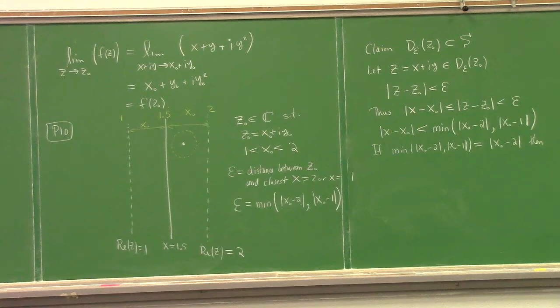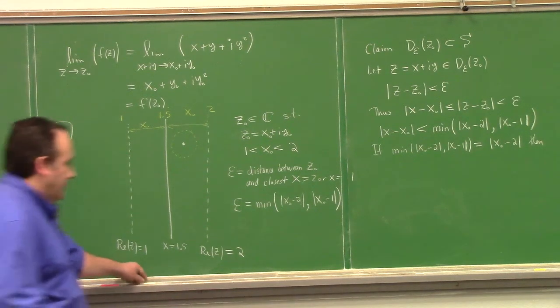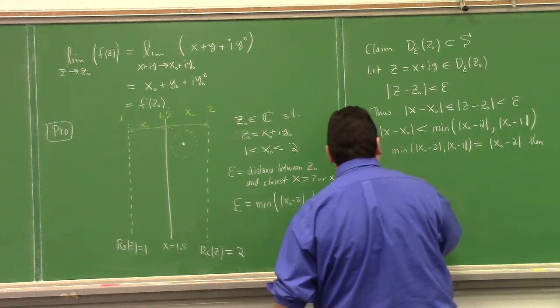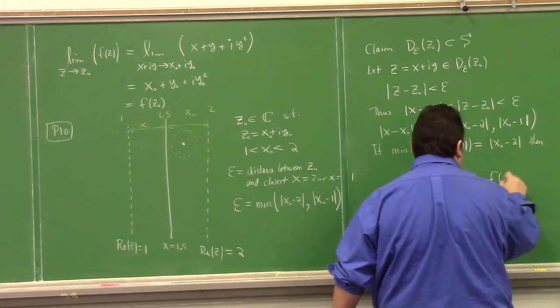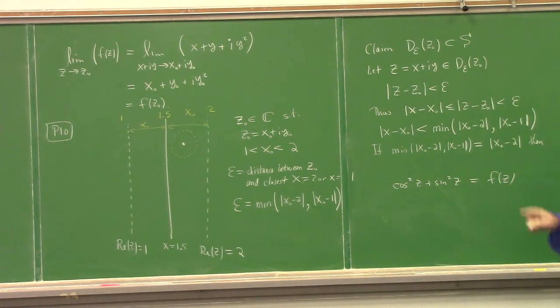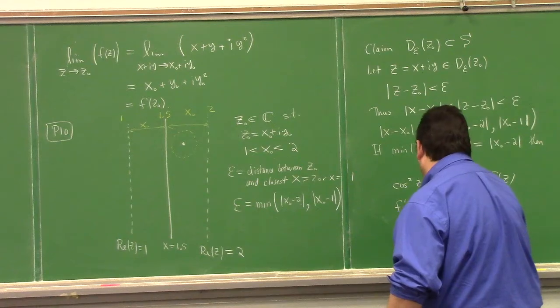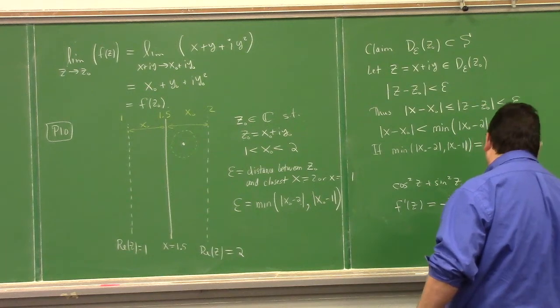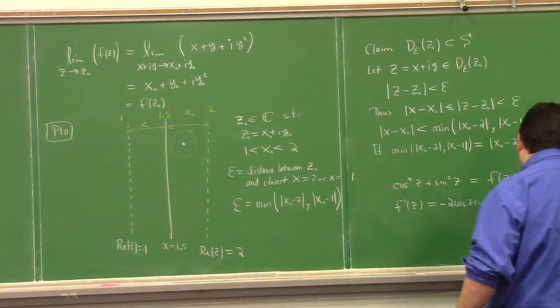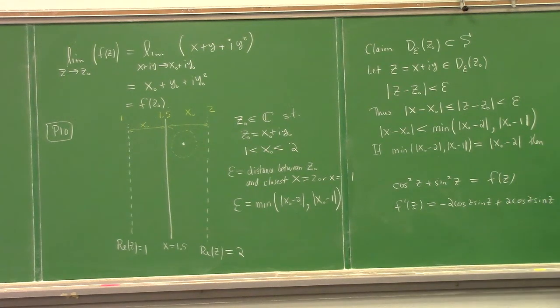Oh, one other thing, this will take just a second. The cosine squared plus sine squared one, check this out. Cosine squared z plus sine squared z is equal to f of z, right? This is a function on complex numbers. Differentiate, what do you get? F prime of z, work it out with the chain rule: minus 2 cosine z sine z, plus 2 sine z cosine z. The derivative is 0. This is 0 on C, right?